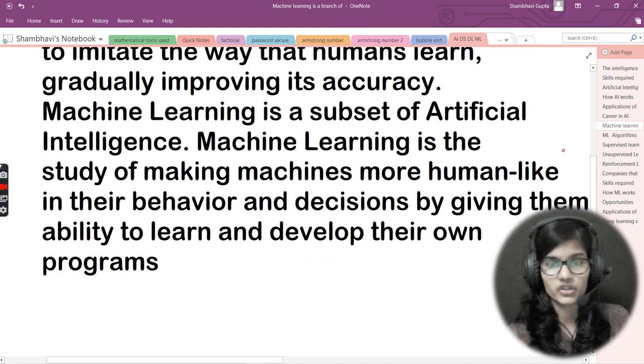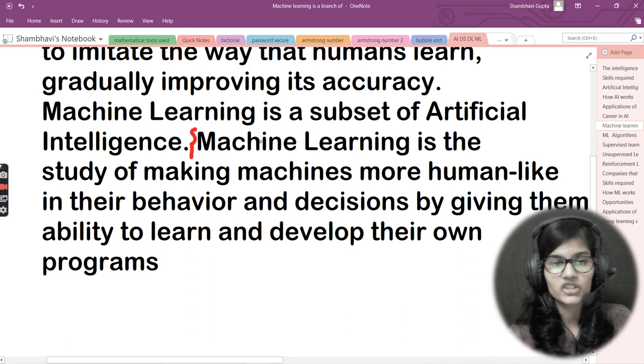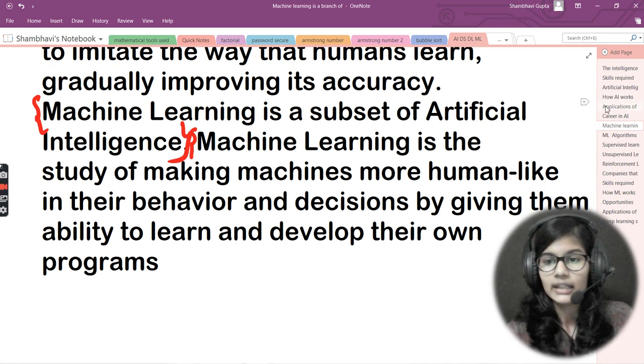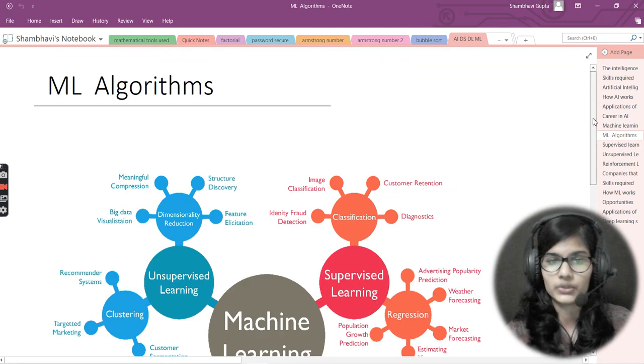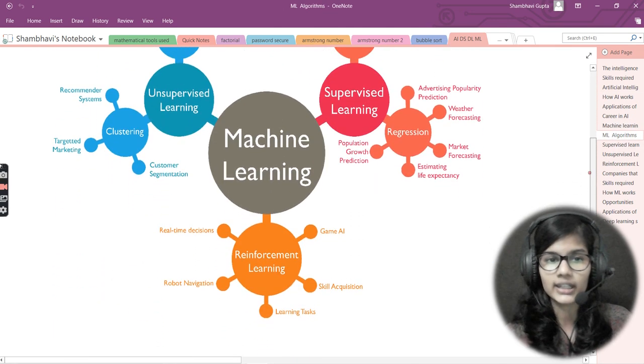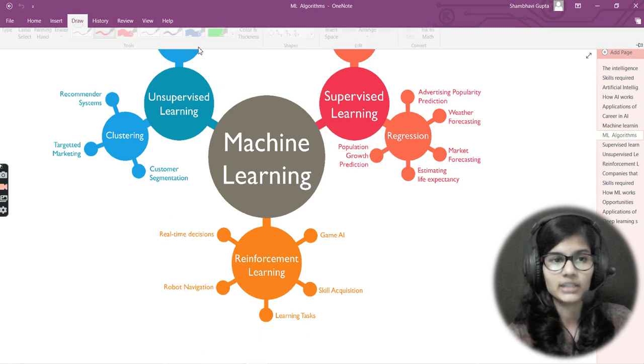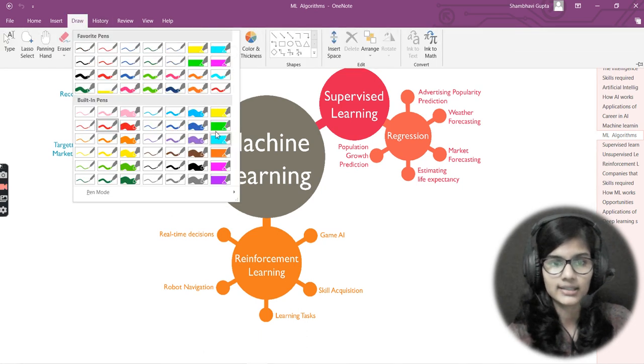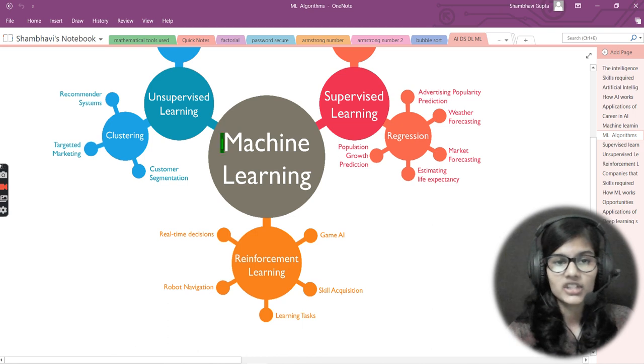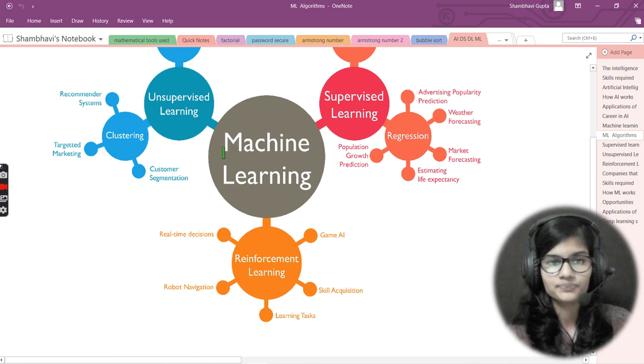What's the definition for machine learning? Machine learning is a subset of artificial intelligence. This line, just make sure to remember this. Now we'll be discussing the ML algorithms that are very much used here. So these are the three algorithms of machine learning. Let me take a highlighter, and let's say this one is the one. Machine learning algorithms.